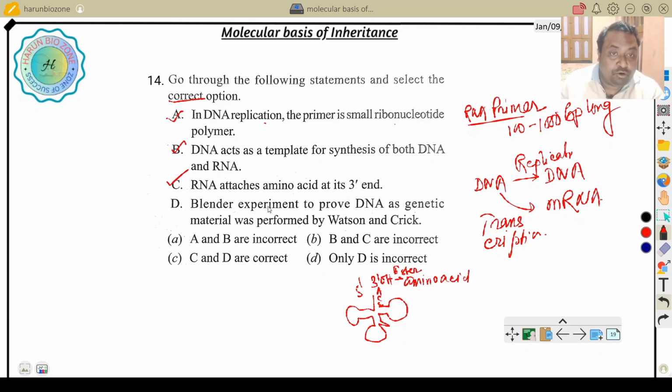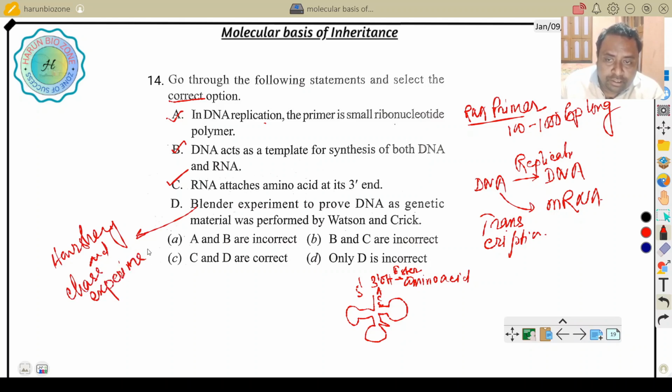Blender experiment. What is the blender experiment? Blender experiment means the Hershey and Chase experiment, to prove DNA as the genetic material. So, this is the wrong answer. Here Watson and Crick is not right; here it should be Hershey and Chase. So, only D is the incorrect option.